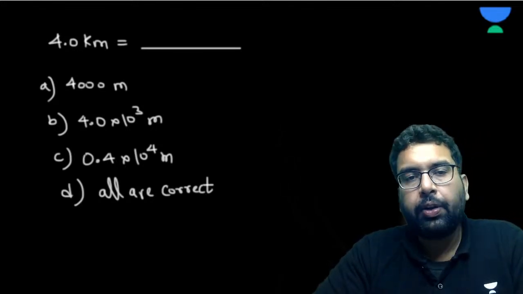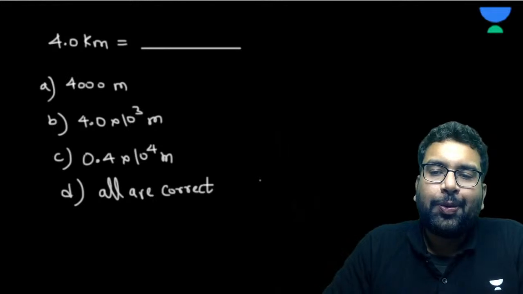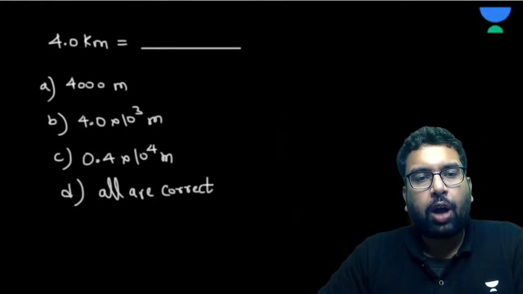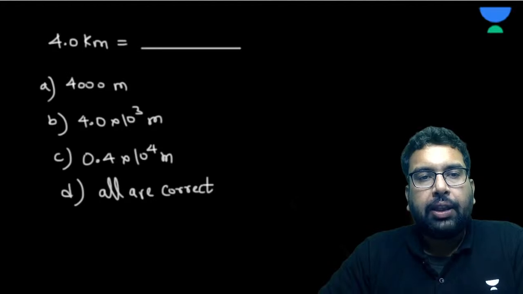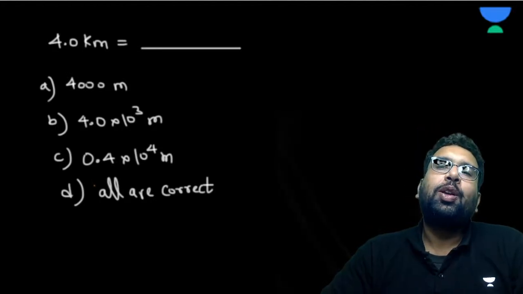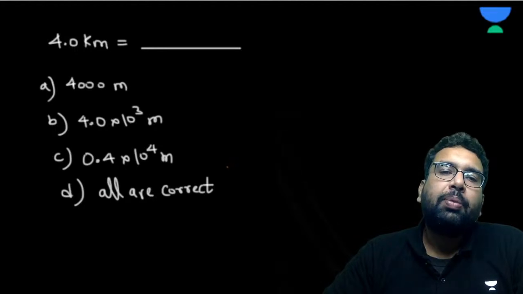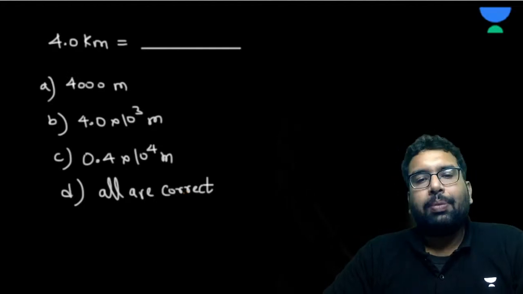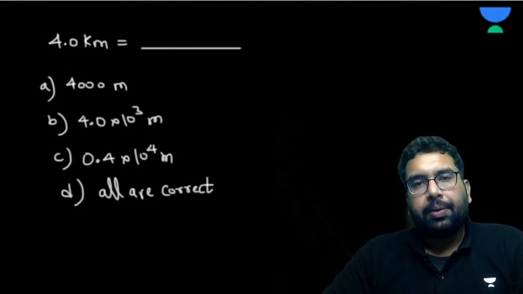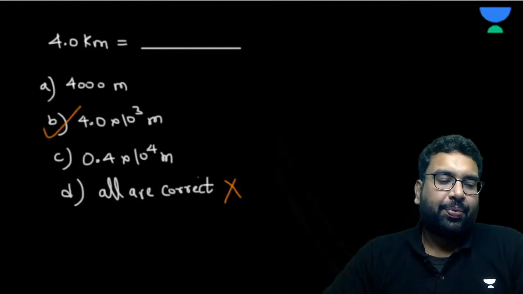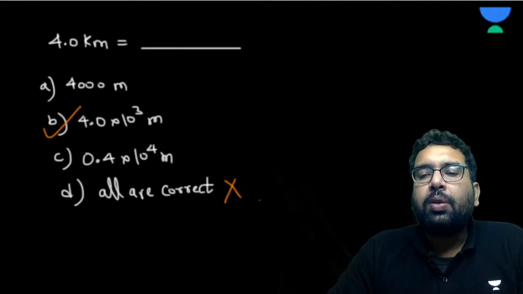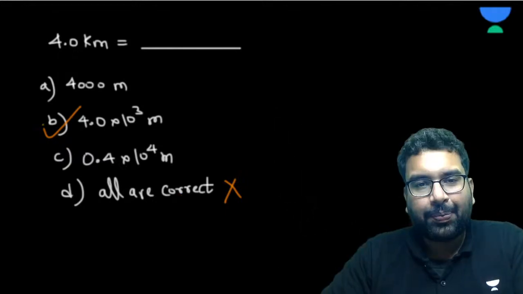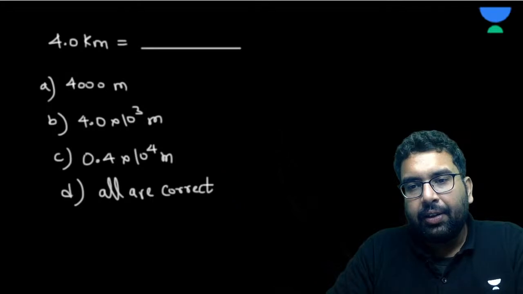So see, how can we do it? First of all, I tell you how the students see it. So 4 kilometers, and we know in 1 kilometer we have 1,000 meters. So 4,000 meters is 4.0 times 10 to the power 3, 4 into 10 to the power 4. All are the same thing, right? So the answer should be all are correct. But this is not the right answer. The right answer is option B. Why is the right answer option B? I tell you now. Surprising, no?